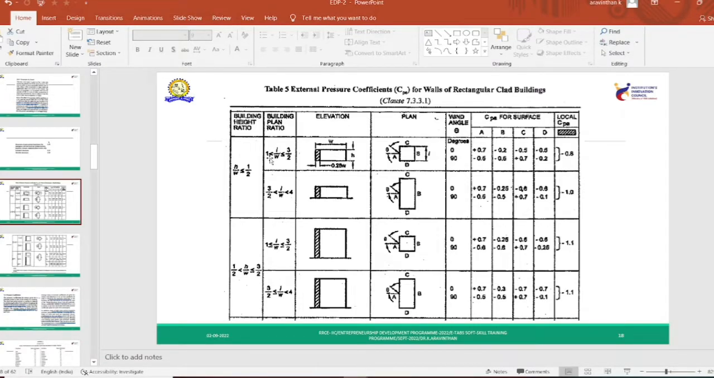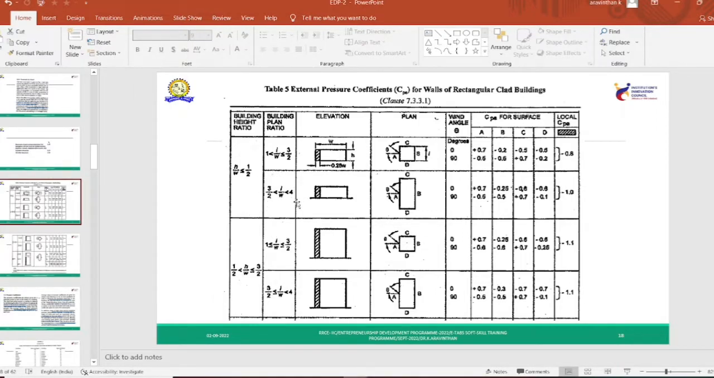Now 1.78 is in this category. You can see that this is 1, this is 3 by 2 is 1.5. Now this falls under this category. 3 by 2 is 1.5. Since you are getting 1.78, your building comes under this category.